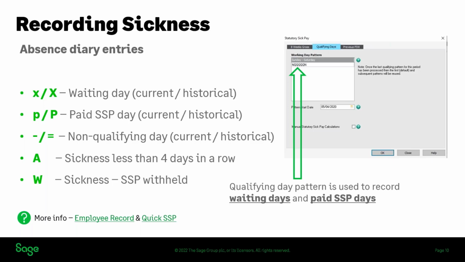And on the right hand side there, we mentioned qualifying days. In fact, we'll mention that quite a lot throughout the session today. So you'll see there, we can set our working day pattern. And this is how qualifying days are calculated. So the example on the screenshot there is your standard Monday to Friday working day pattern, because the pattern always starts on a Sunday. So N for non-qualifying, Q for qualifying days.